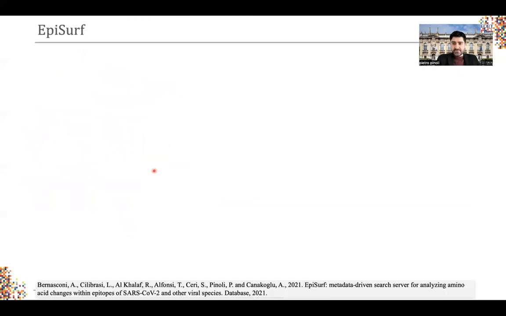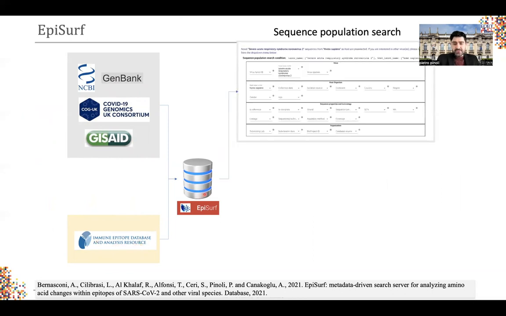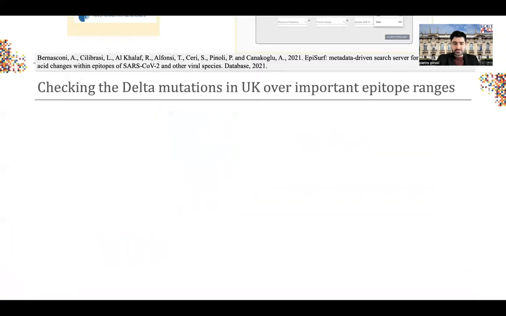The application we designed for the investigation of epitopes is Episurf. Episurf collects data from the banks of virus sequences and IEDB, the database of epitopes, and merges the two. It provides an interface where you can query on sequences, to find a particular population of sequences, and on epitopes. As a result, you can see which epitopes, and in which proportion, the epitopes that you selected are mutated in the population of sequences that you have selected in the first part of the application.